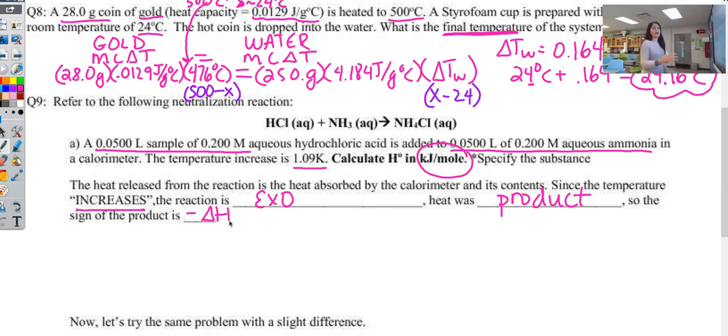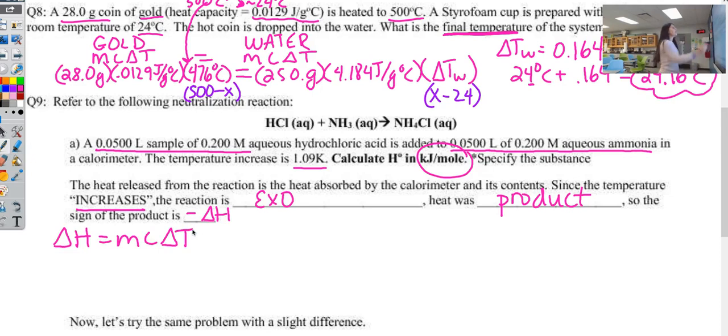So let's try this one out. Now, before we do this, I know because they're being mixed together and neutralized together, I only want one MCAT. People will make the mistake of doing two MCATs in a situation like this, and then they get confused, okay? So this is delta H equals MC delta T.